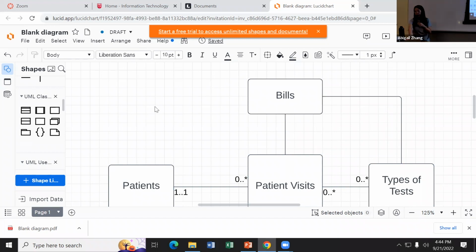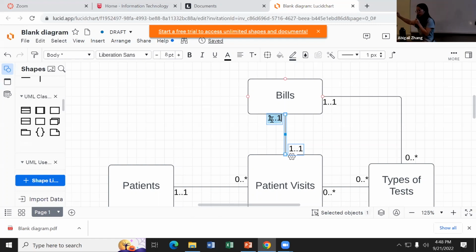So I can invite some of you to come on stage and do the multiplicity. Let's first look at the multiplicity on this association between bills and patient visits. Let's take a look at the multiplicities in these two relationships. First, between bills and patient visits. Let's first look at the multiplicity next to bills.